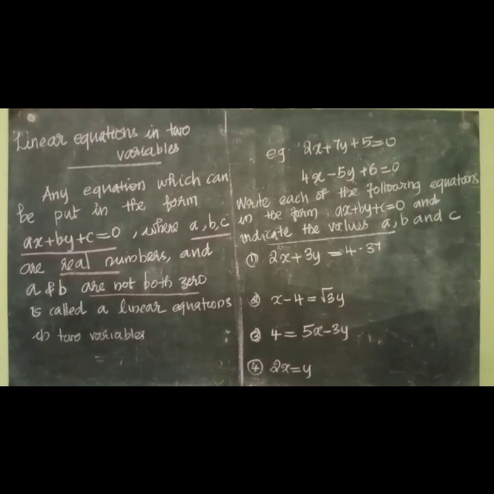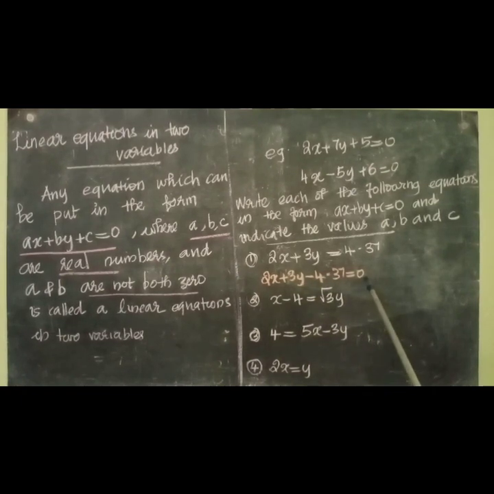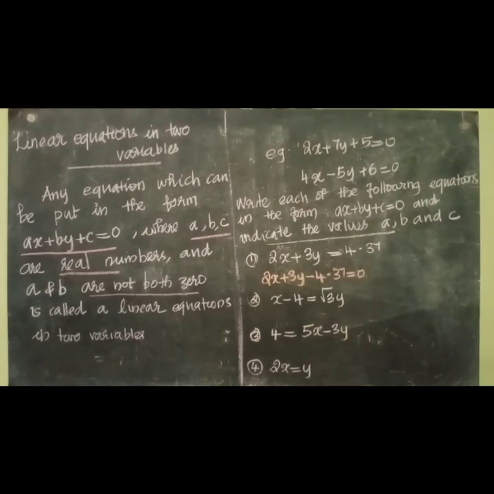So how can we write? We can write it as 2x plus 3y minus 4.37 equal to 0. Here a equal to 2, b equal to 3, c equal to minus 4.37.